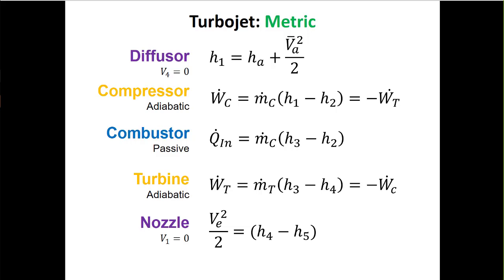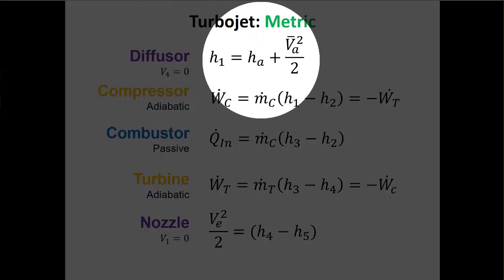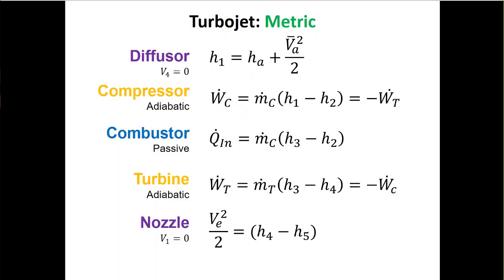Compressor and turbine powers are m dot times h in minus h out, but they have the same magnitude, just the opposite sign. My combustor is m dot times h out minus h in. That's just normal. The diffuser, I'm taking the inlet enthalpy plus the kinetic energy and turning it into the outlet enthalpy. So I'm trying to scavenge that kinetic energy that's at the inlet and turn it into enthalpy, because that means I do less work at the compressor.